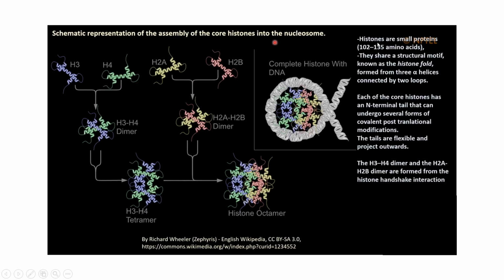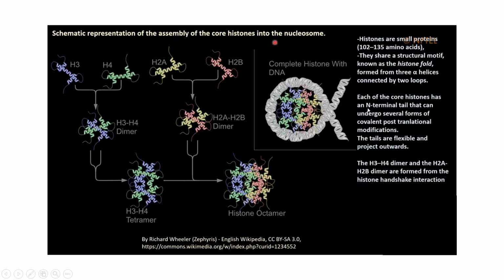And the histones are generally small proteins, 102 to 135 amino acids long. They have a structural motif known as the histone fold. This fold has two alpha helices arranged perpendicular and one alpha helix arranged horizontally, connected by two loops around each other. This is called the histone fold, and every histone has a similar structure, and around that only they interact with each other, around the histone fold.